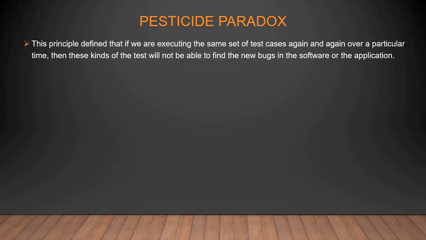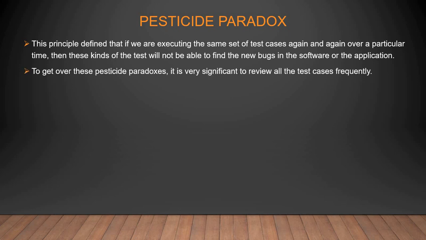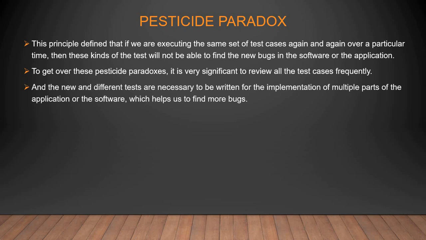pesticide paradox. The principle states that if we execute the same set of test cases again and again over a particular time, then these tests will not be able to find new bugs in the software or the application. To get over the pesticide paradox, it is very important to review all the test cases frequently. New and different tests need to be written to exercise multiple parts of the application or the software, which helps us to find more bugs.